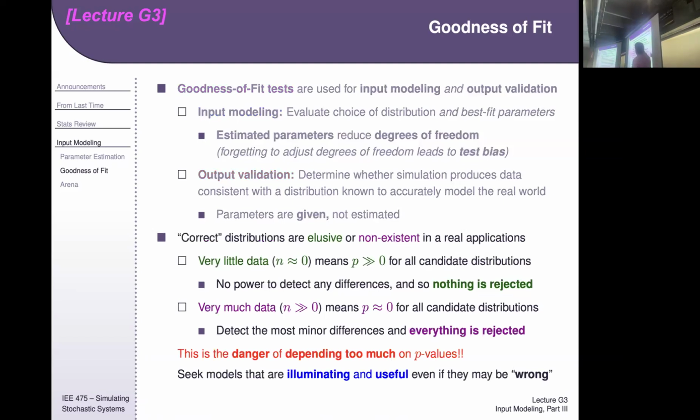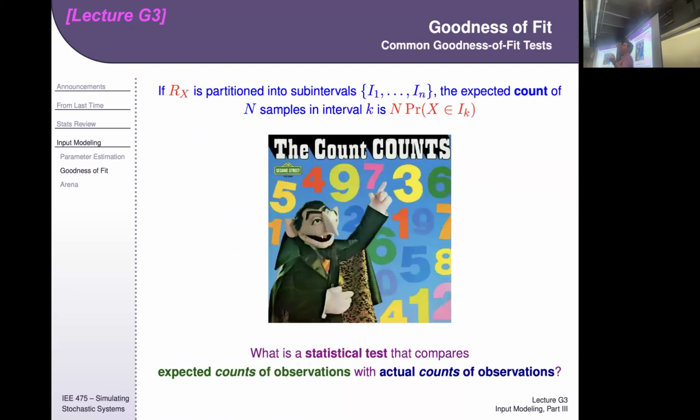This is just what we started with. Correct distributions are elusive or non-existent in real applications. You'll never have a correct distribution. You just have to find one that has a good enough fit. Very little data will give you high p-values, and very high data will give you low p-values, so don't depend too much on p-values. If you don't depend too much on p-values, then what else do we use? Things like r-squared. There are a bunch of other metrics that we're going to see, but before we get there, let's start with the statistical tests.